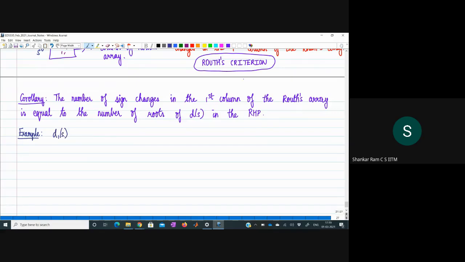So let's now consider two polynomials. Let's say D1(s) is s cubed plus s squared plus 2s plus 1. And let's also consider another polynomial D2(s), which is s cubed plus s squared plus s plus 2. So what is the change that I have done between D1 and D2, or what is the only difference between D1 and D2 that you can identify?